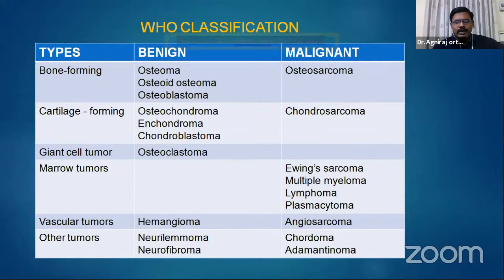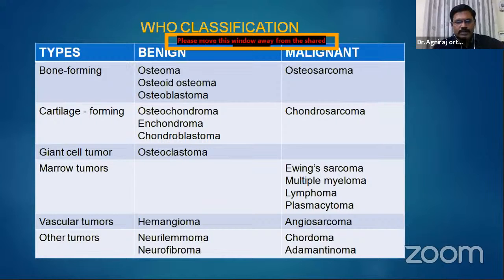Bone forming, osteoid forming tumors: the benign tumors are osteoma, osteoid osteoma, and osteoblastoma. Malignant is osteosarcoma. Cartilage forming tumors: the benign tumors are osteochondroma, enchondroma, and chondroblastoma. There is only one malignant tumor, chondrosarcoma.